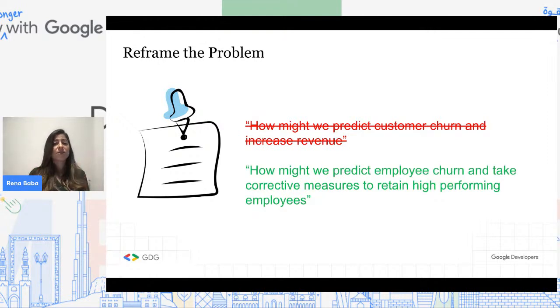And then we're going to try to retain these high-performing employees to maintain a good customer satisfaction, customer experience, and that will solve the big problem. So that's one example of reframing the problem.